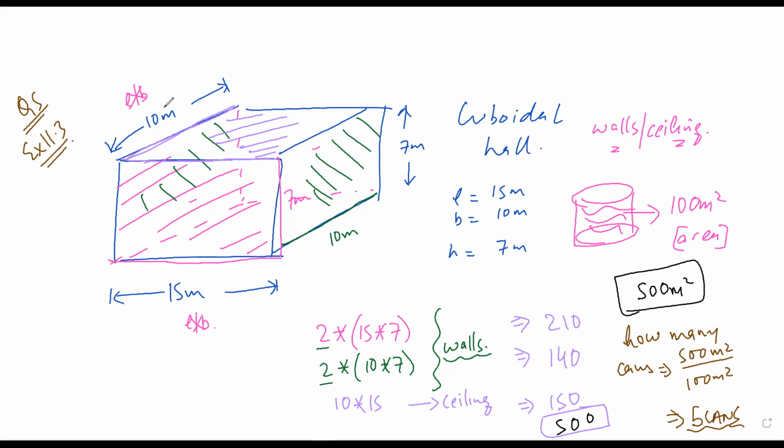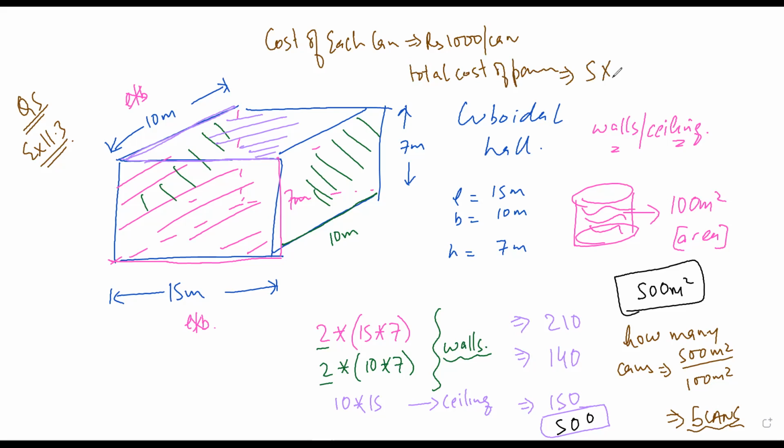Yes, sir. Now again, he can take this question further. Your teacher may ask that the cost of each can is 1000 rupees, rupees 1000 per can. So she might ask you the total cost of paint. Have you understood? Yes. And then you should be aware that 5 cans you require, each can costs 1000 rupees, and therefore the cost of the paint is rupees 5000. Have you understood, Sarthak? Yes.